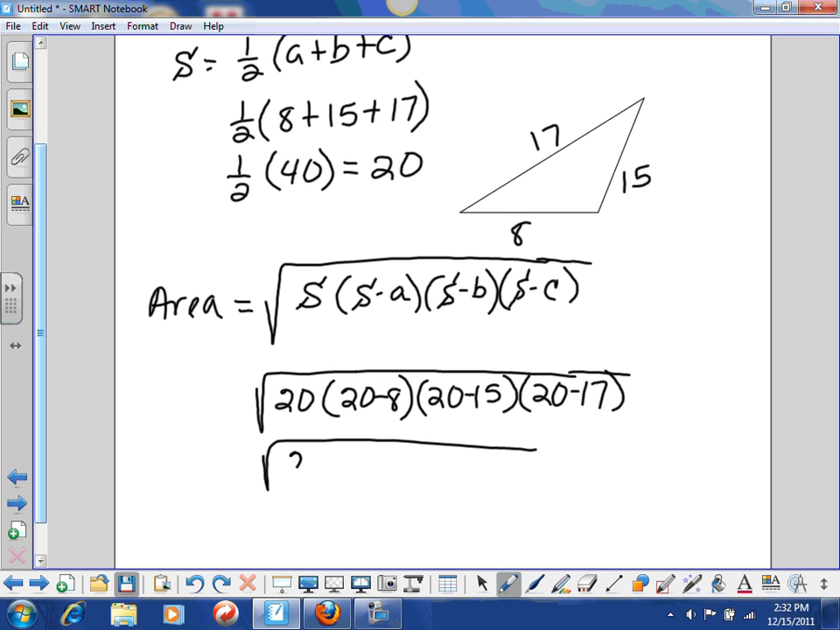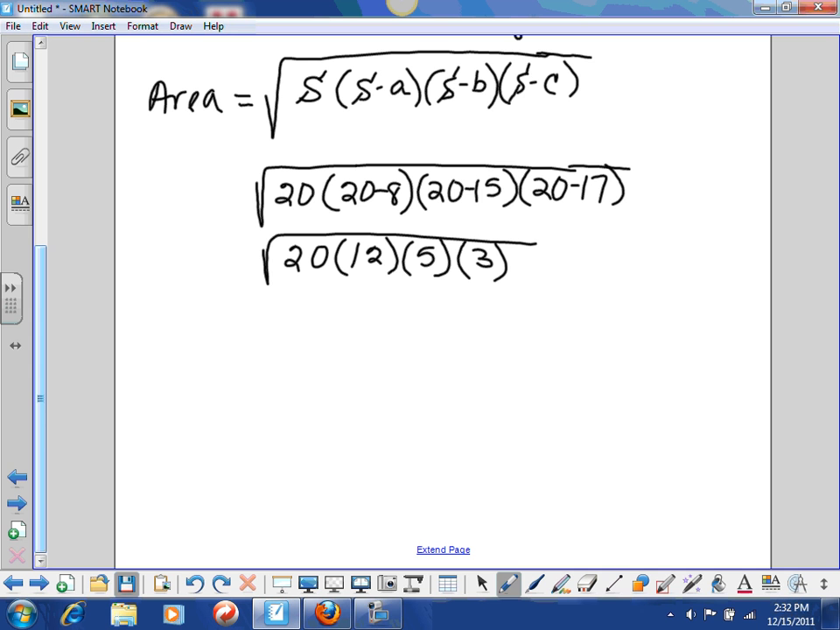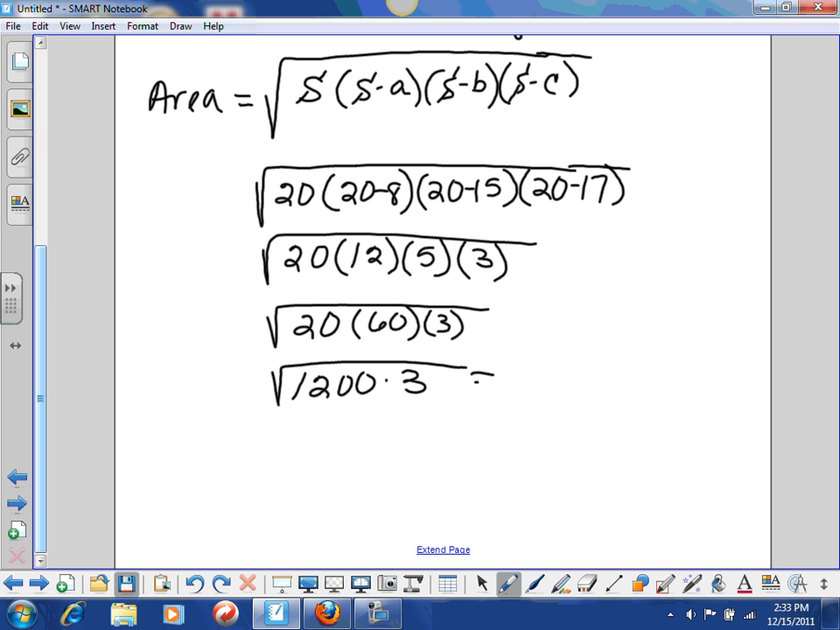Always PEMDAS, what's in parentheses first. 20 minus 8 is 12. 20 minus 15 is 5. 20 minus 17 is 3. I'll move this down a little bit. So now, always work at what's easiest to multiply. Pick numbers that are nice and easy. That's what I've always taught. So 12 times 5 is 60. So 20 times 60, 1200 times 3, and your answer is going to be the square root of 3600.